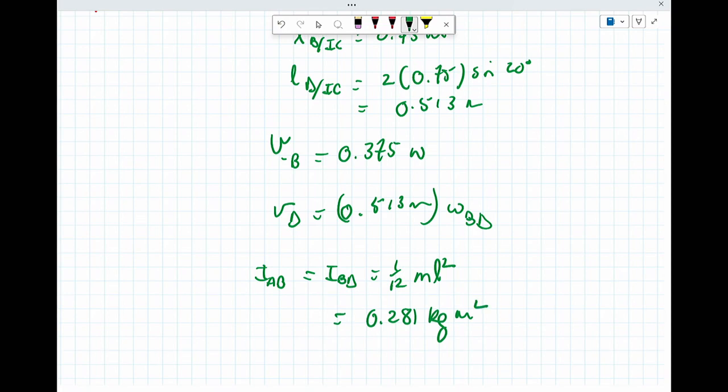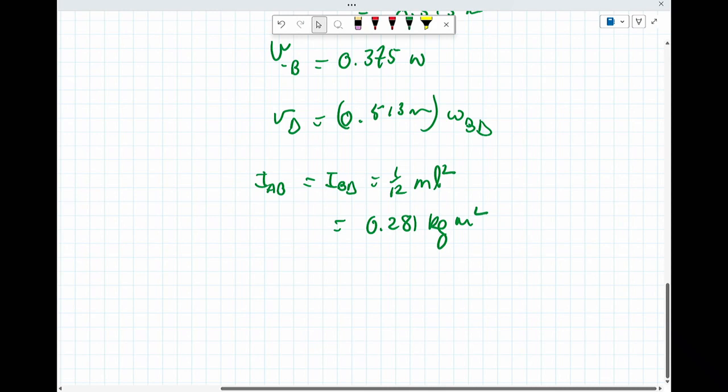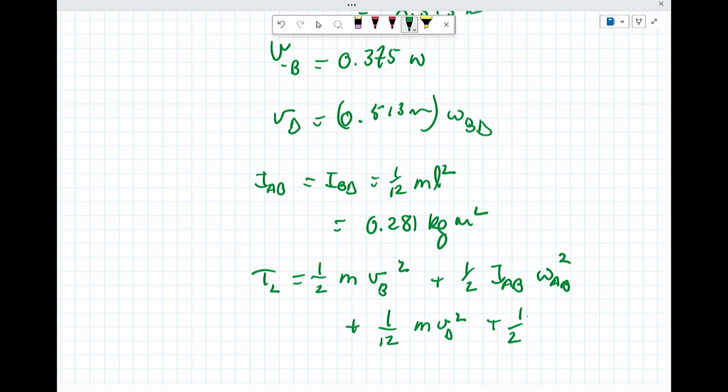Okay, so I got that. So T2 is equal to 1/2 m v of B squared plus 1/2 I AB omega A or B squared, which you can calculate, 1/12 m v d squared plus 1/2 I BD omega BD squared. All right.